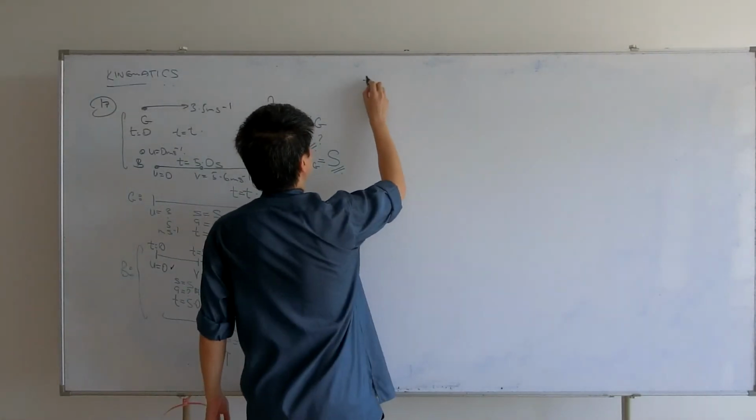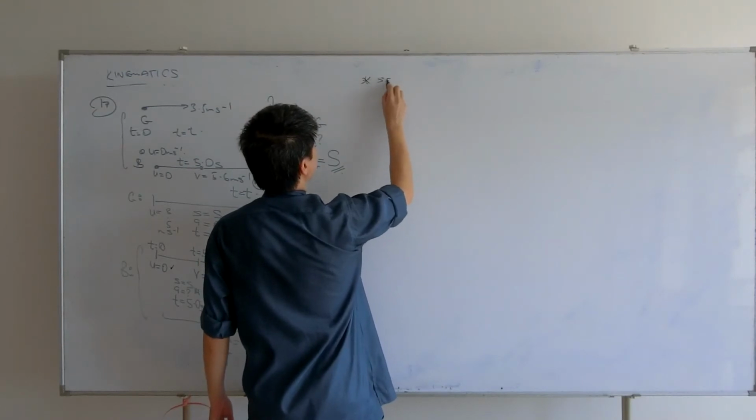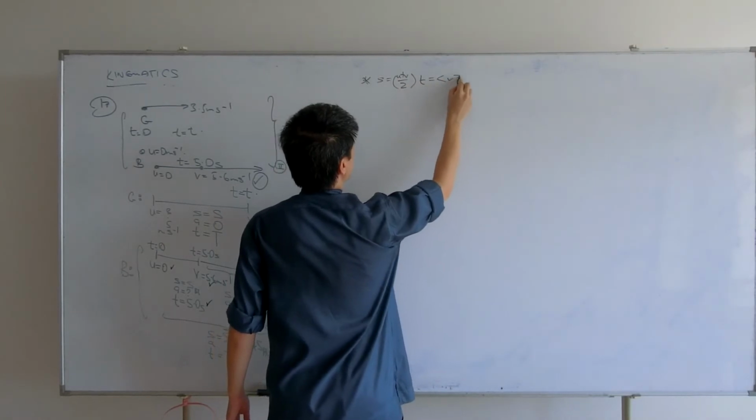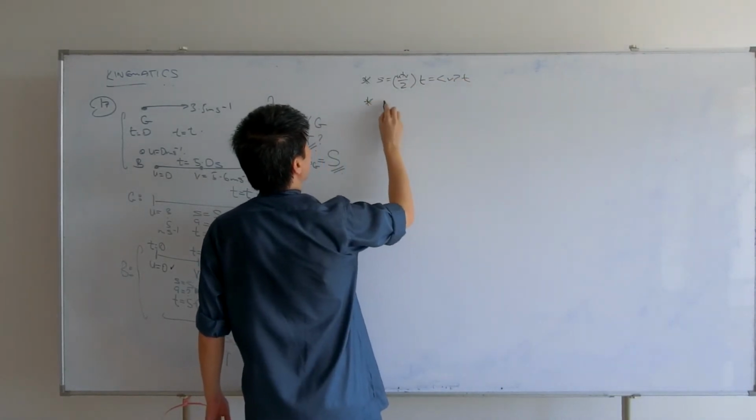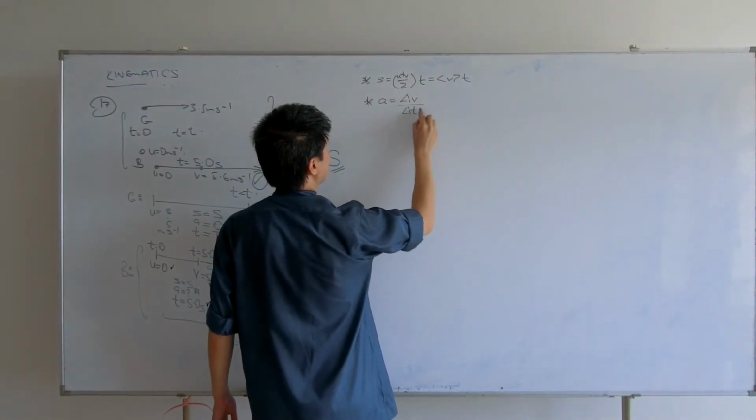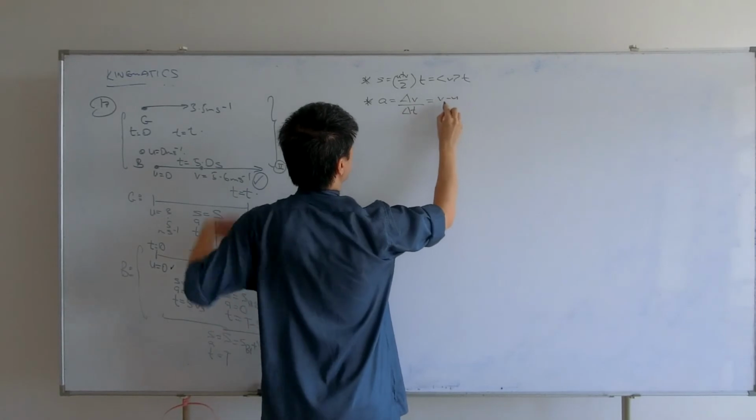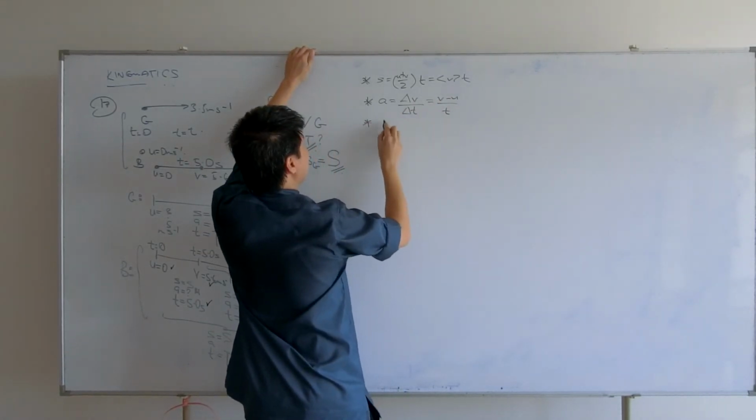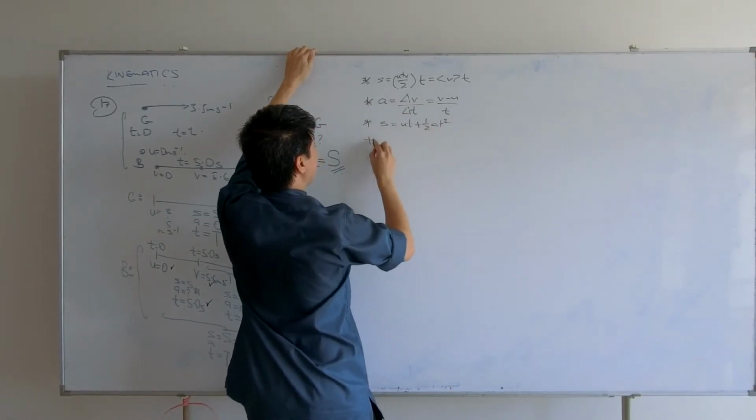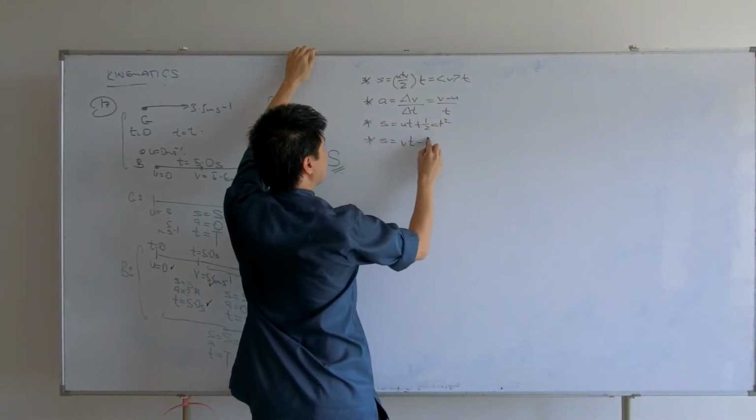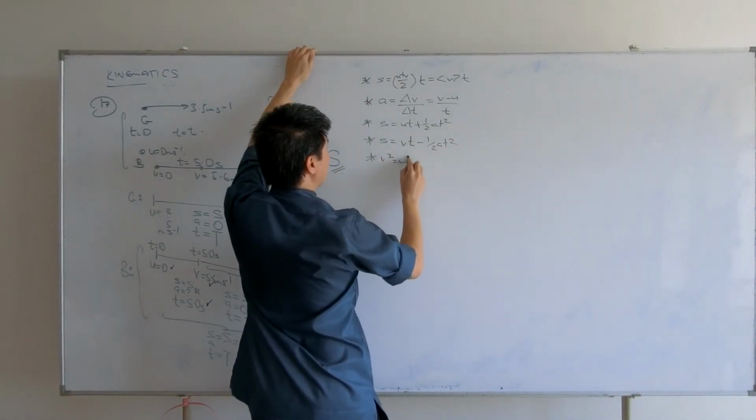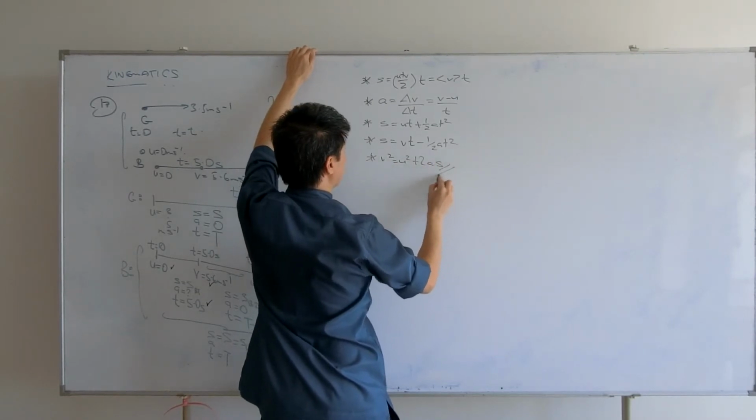Write down our 5 equations of motion, which is S is equal to (U plus V) over 2 times time. This is your average velocity times time. Definition of acceleration, change in velocity over change in time, also known as V minus U over T. The twins, S equal to UT plus half AT squared. S is equal to VT minus half AT squared. V squared equal to U squared plus 2AS.